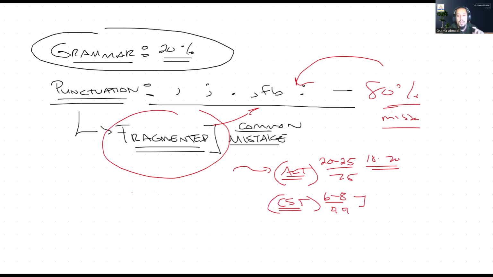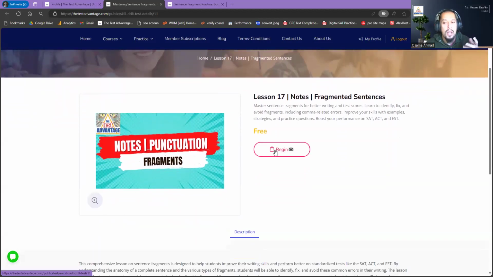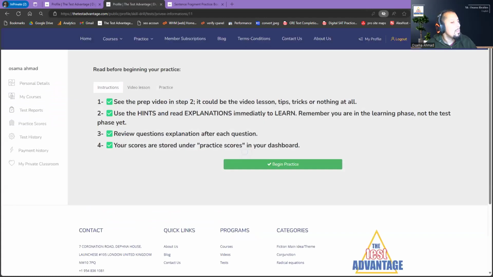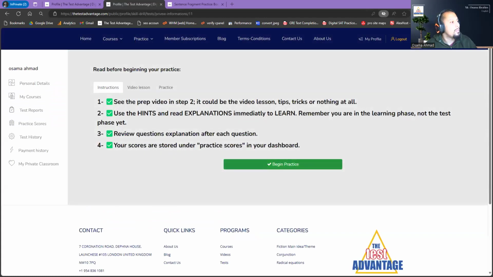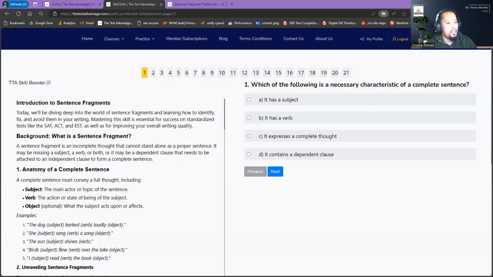Okay. So دلوقتي let's go into our notes. أول حاجة number 17 or lesson 17, fragmented sentences. Let it load. I've improved the loading speed. I don't know if anybody has noticed بالنسبة loading speed, right? All right. There we go.